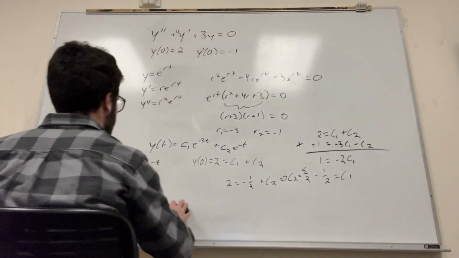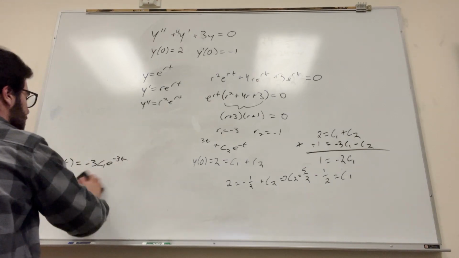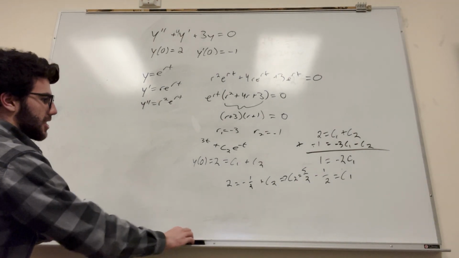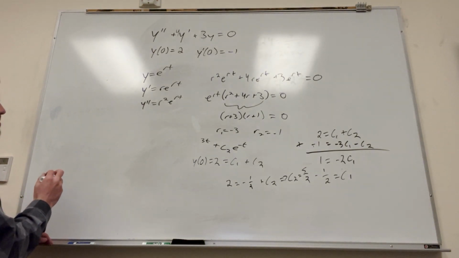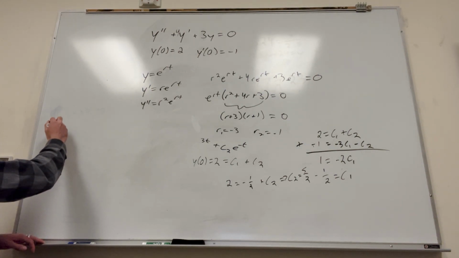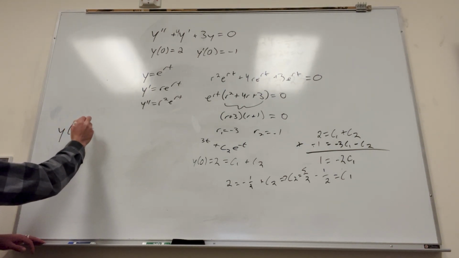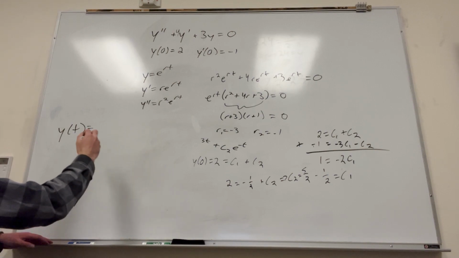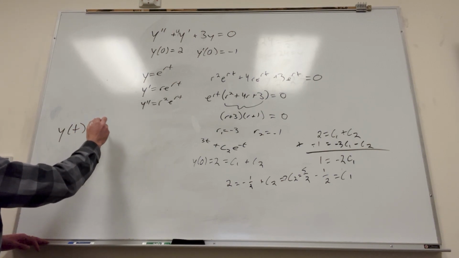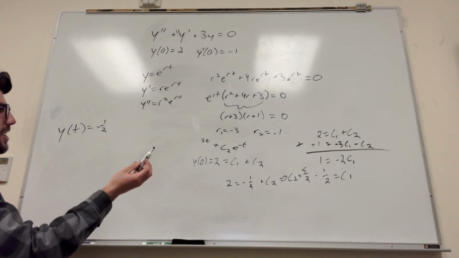Okay, I'm going to erase some of this. Get my particular solution right over here. So simply all we have to do is plug in those constants. Hope I'm not going too fast or anything. So constant 1 is -1/2. And then plug it into our, did I erase my general solution?